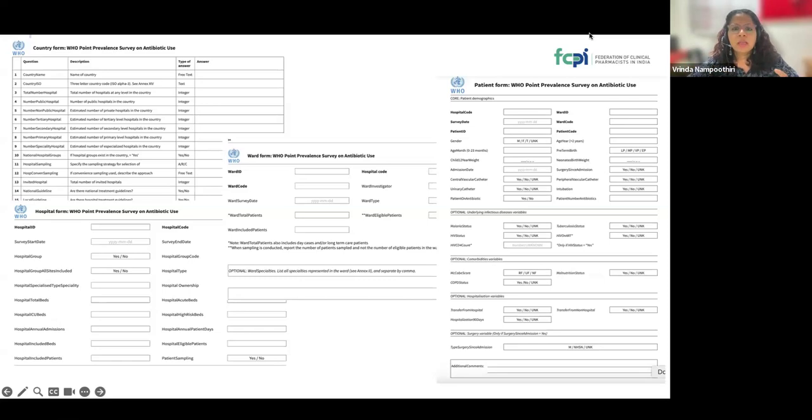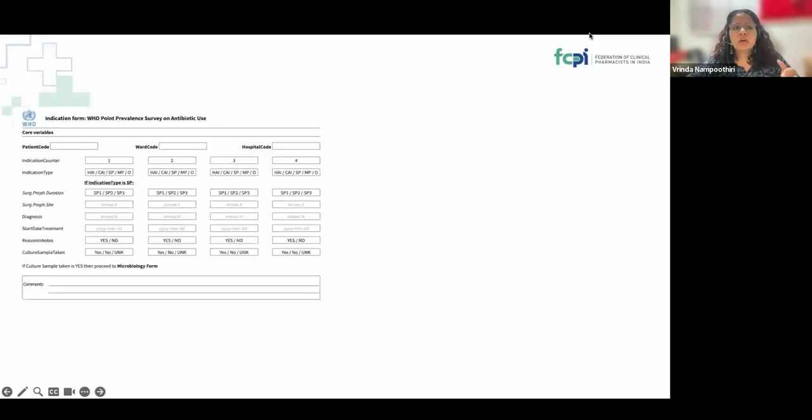The next one is the indication form, where you are giving details about what the specific indication is for the antibiotic to be prescribed for the patient. So whether it is hospital acquired infection, community acquired infection, surgical prophylaxis, medical prophylaxis, all those things, that is captured in this form. And if the patient has a culture that has been sent to the microbiology lab, you have a separate microbiology form that needs to be filled.